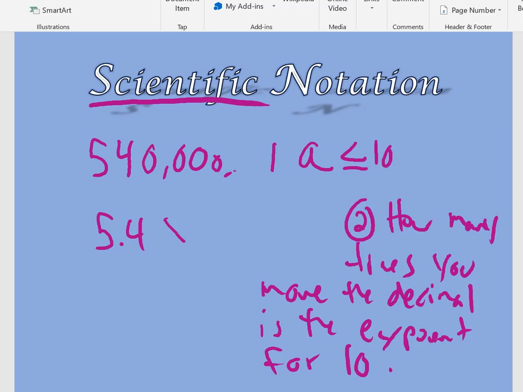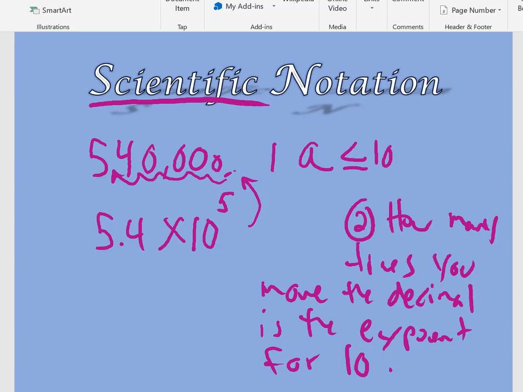So let's think about this for a second. I'm always going to be multiplying times 10, and however many times I raise the power to, that's what the exponent would be. Because, like, let's say 10 to the third, that's 10 times 10 times 10, that's 1,000. Well, this number is 540,000, so it's got to be an exponent greater than 3. We moved it 1, 2, 3, 4, 5. We moved it 5 times, and we have 5.4 times 10 to the 5th. That is another way of representing the number 540,000.